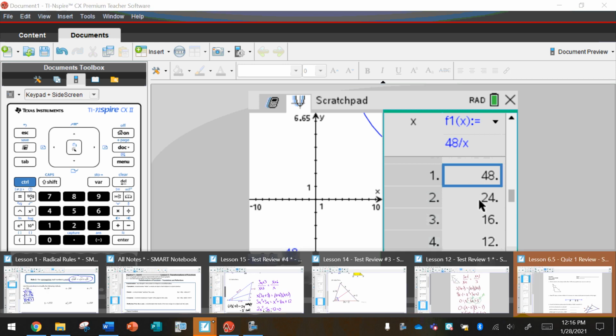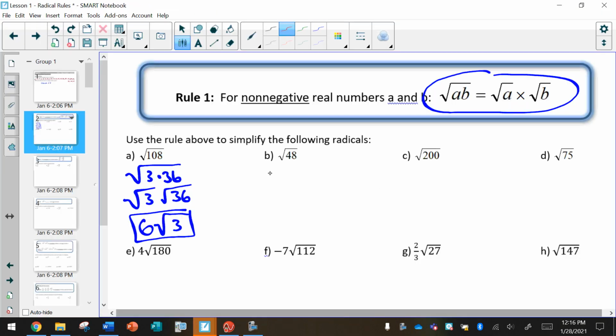So back over to my paper. This will be 16 times 3, which is radical 16, radical 3. Square root of 16 is the perfect square of 4. Radical 3 is irrational, stays a radical 3.